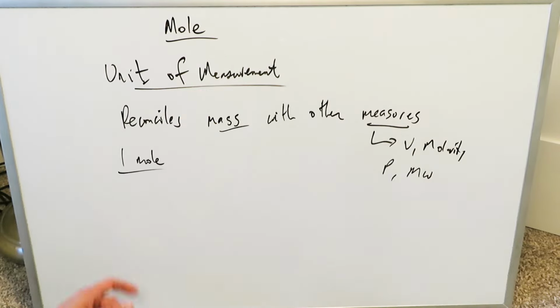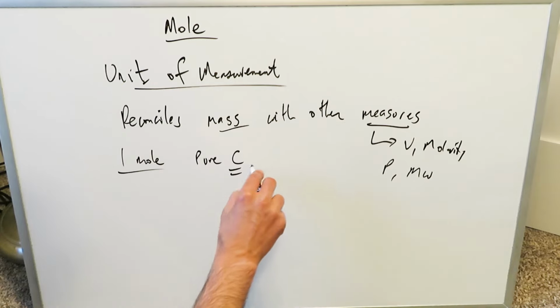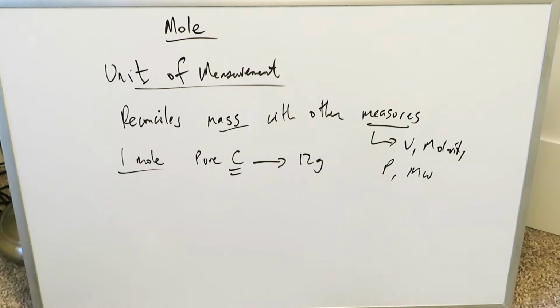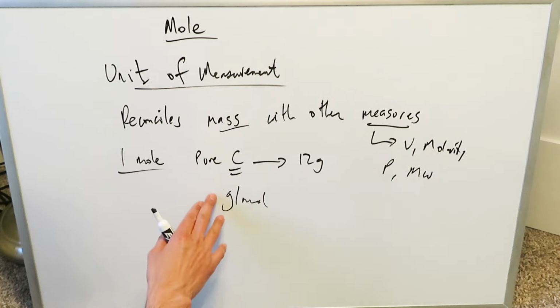The mole is always defined as such a unit of measure that pure carbon would have a mass of 12 grams, and then that right there gives you the definition of molar mass. Molar mass is always given in terms of grams per mole. A 1 mole of carbon, pure carbon, would give you 12 grams per mole. That's exactly what you have.